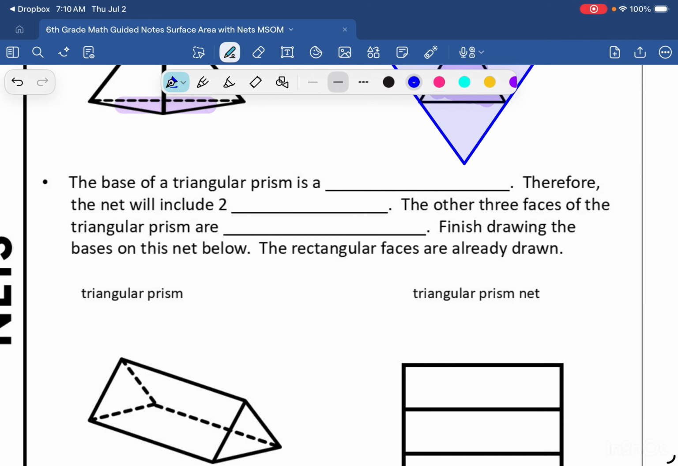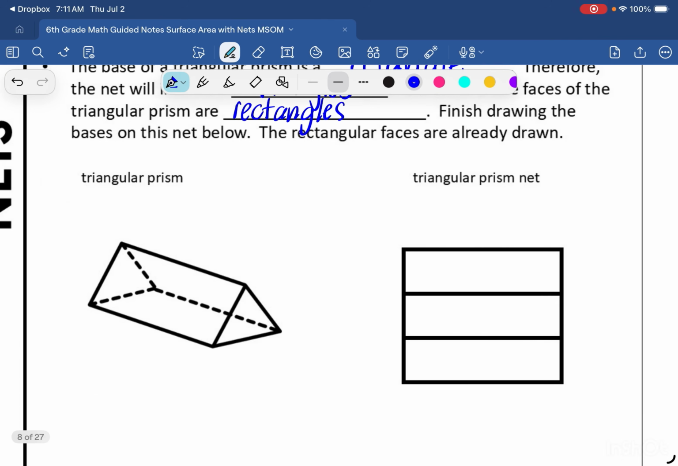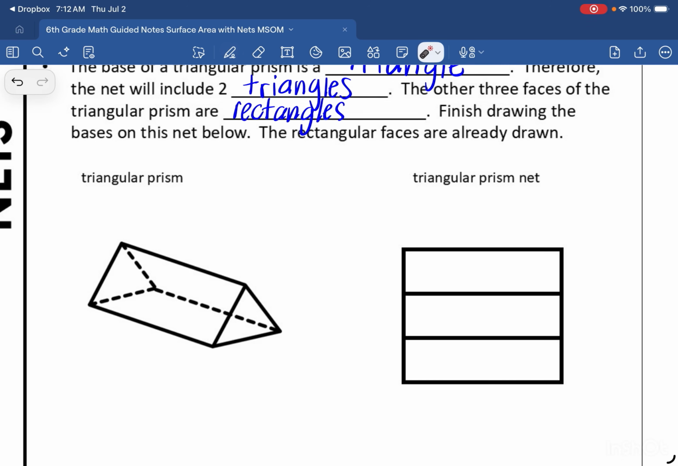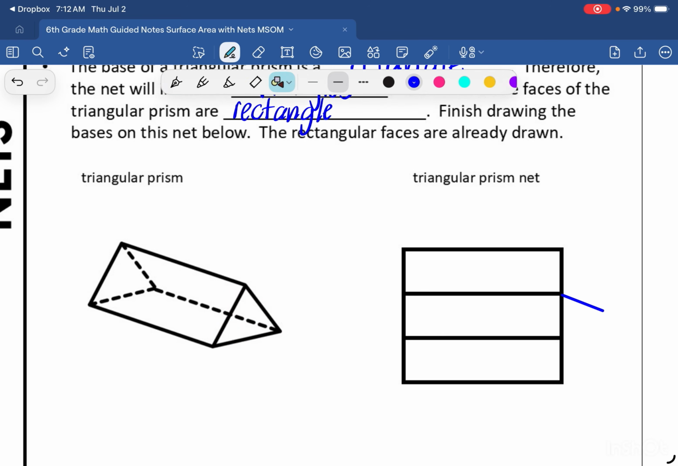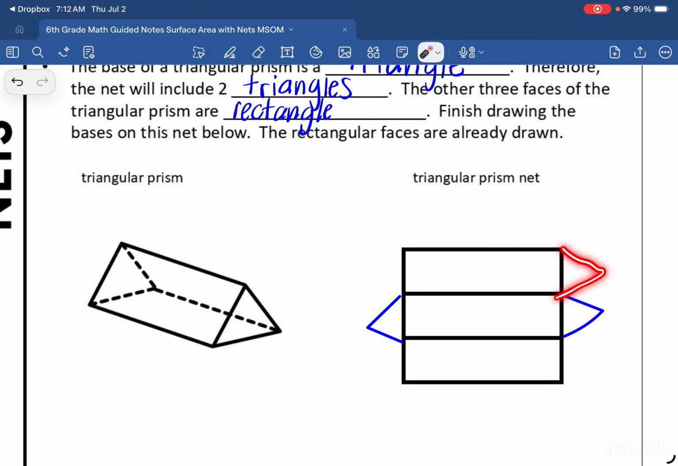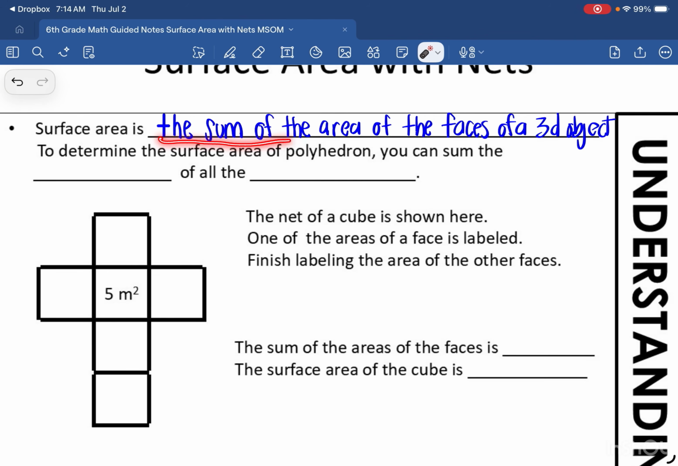The base of a triangular prism is a triangle. That's why it's called the triangular prism. Therefore, the net will include 2 triangles. The other 3 faces of the triangular prism are rectangles. Finish drawing the bases on the net below. The rectangular faces are already drawn. I need 2 triangles, and they're going to be 1 on each side. Now, technically, it doesn't matter if I draw it here in the middle or on the side. If I fold it up, they are still going to form the triangular prism, but you will need 1 on each side.